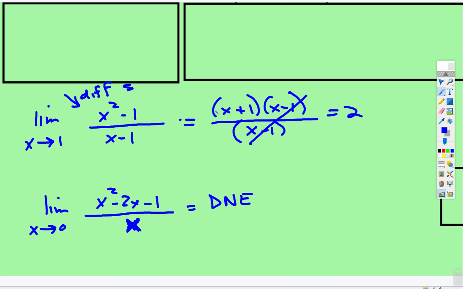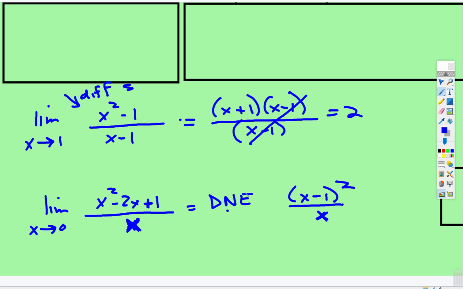There will be no factoring that will help, because this will factor. That'll factor to x minus 1 squared. Oh, that's supposed to be a plus 1 right there. x minus 1 squared, but that is still over x. So it doesn't matter what we do in the numerator. There's nothing that'll cancel out the denominator, so we're stuck with does not exist.